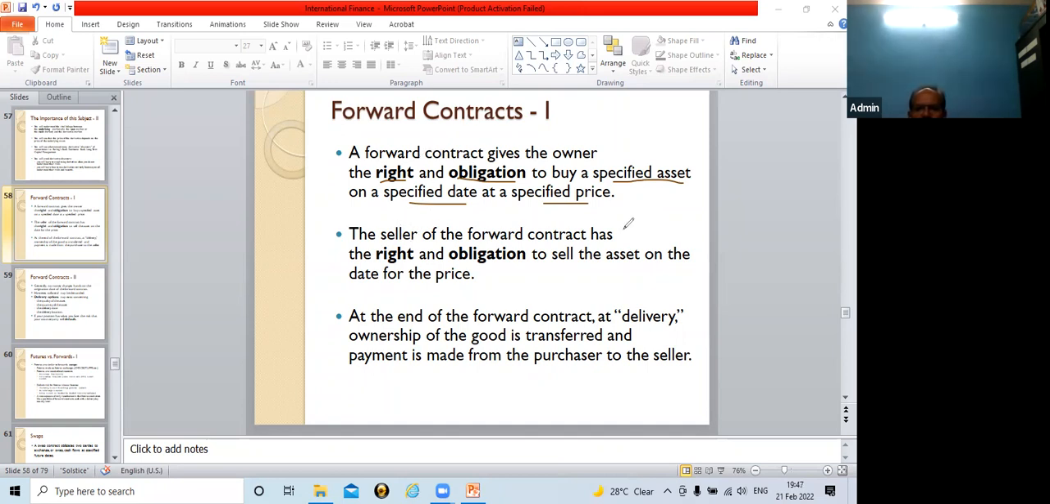The seller of the forward contract has the right and obligation to sell the asset on the date for the price. So the seller of the contract has the right and obligation to sell the asset on the date for the price.